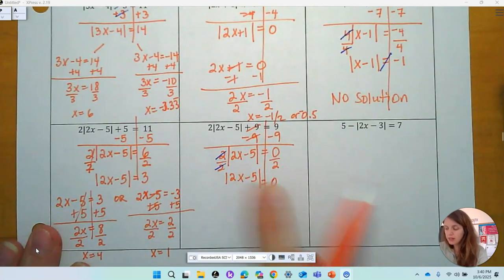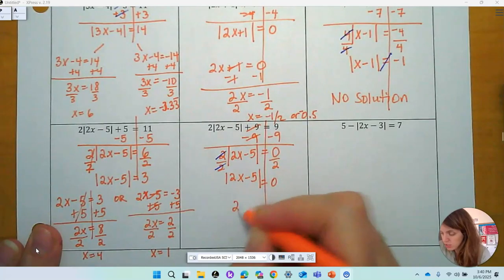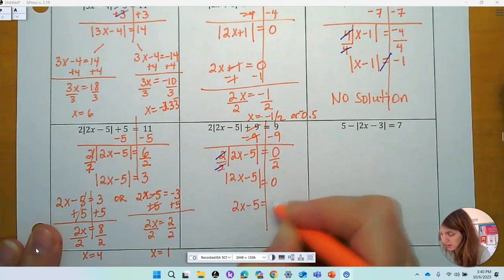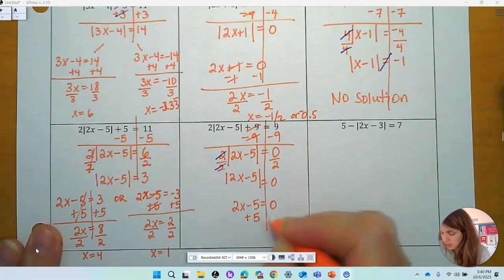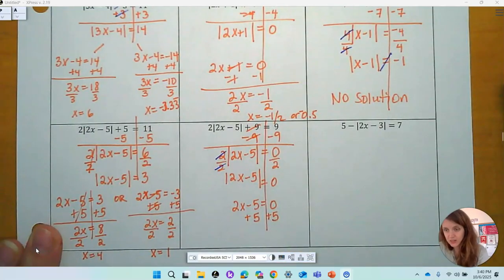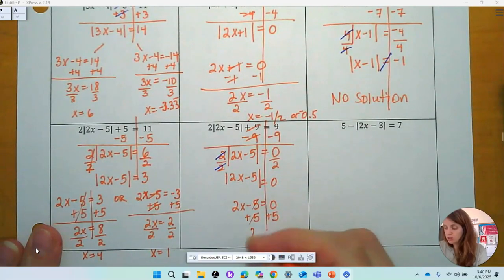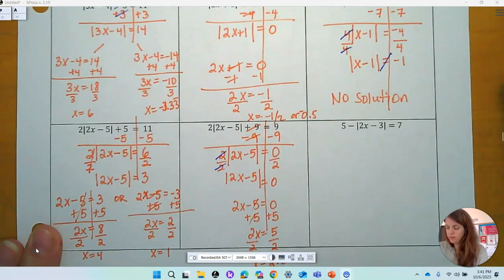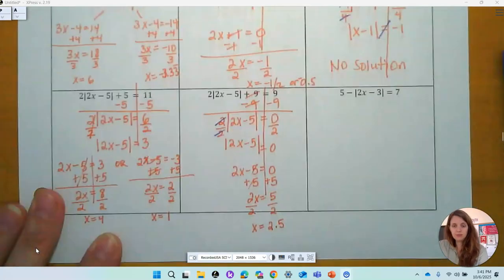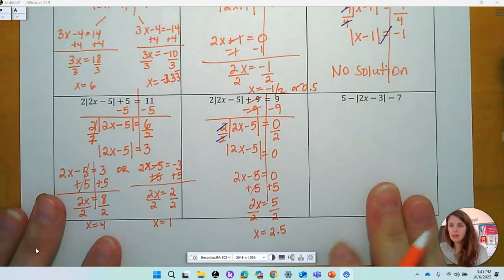If the absolute value is equal to 0, that is the only equation we need to solve. We just need to solve 2x minus 5 is equal to 0, because there is no positive and negative 0. There's just 0. So the plus becomes a minus, and we have 2x equals 5, and we divide by 2. So we get x equals 2.5. I can see that. There you go. Last one.